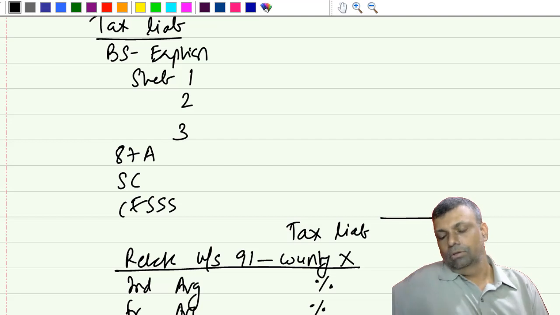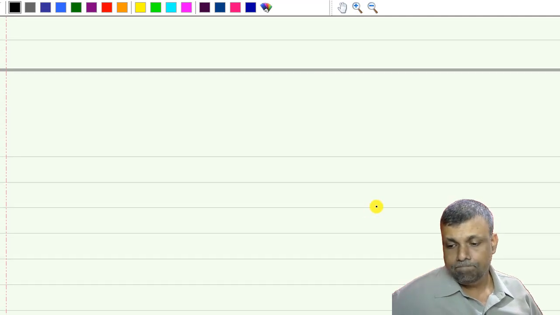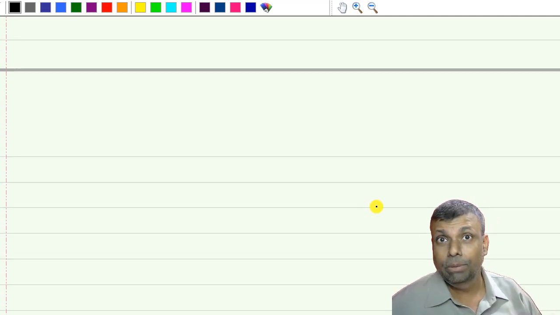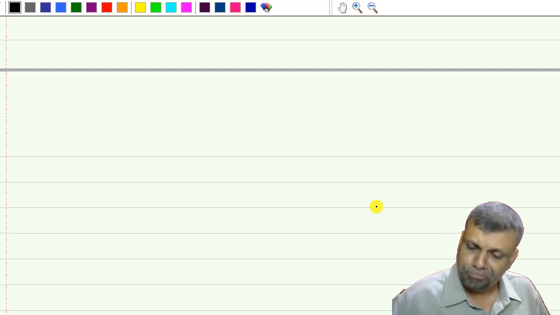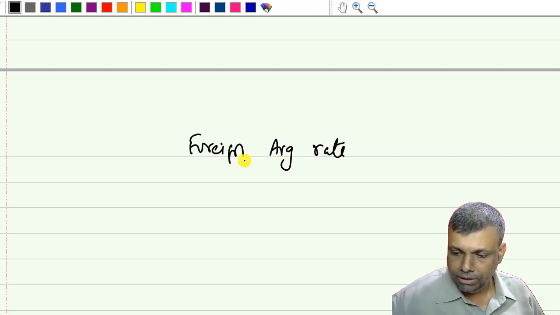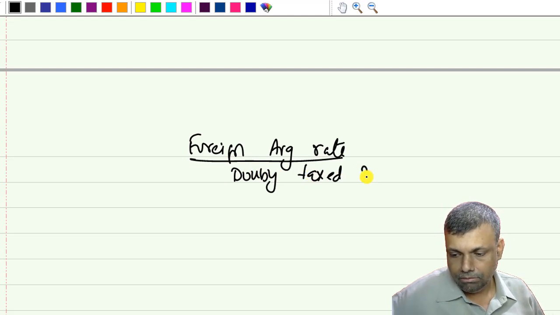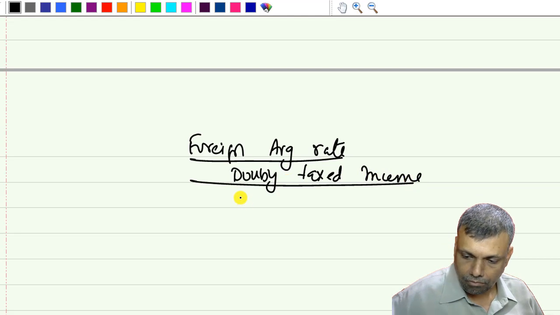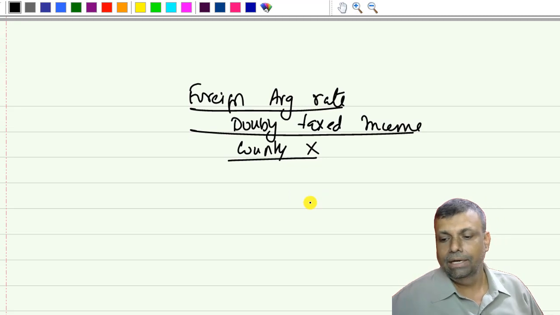Okay, now the real action of this particular question starts, and you guys of course will have to pay maximum attention. Hakuna Matata means no worries. Now pay maximum attention. See, you want the foreign average rate, and you want doubly taxed income in respect to both the countries. First I will start with country X, and on a similar basis thereafter I will do it for country Y also.